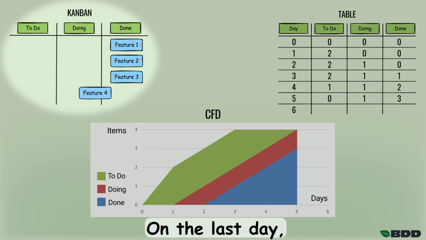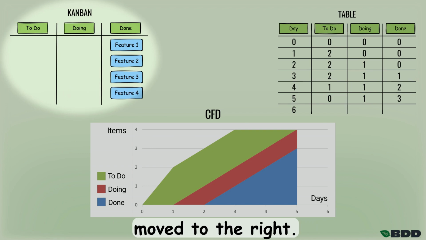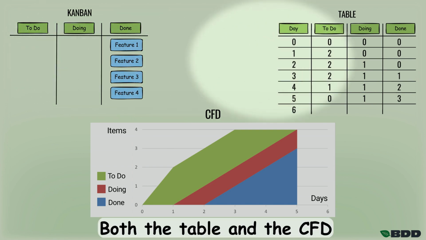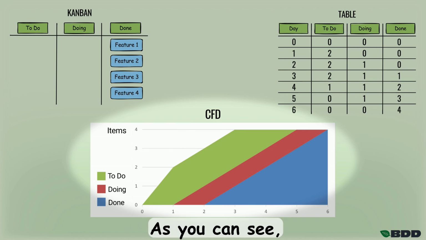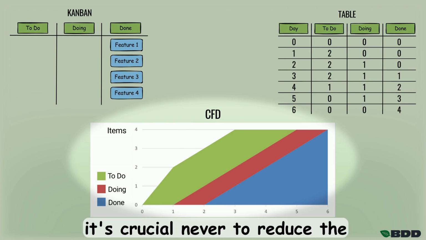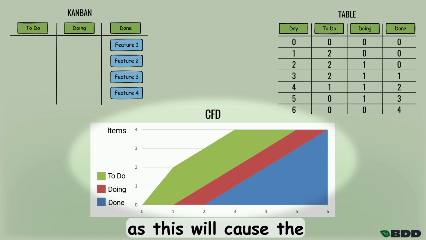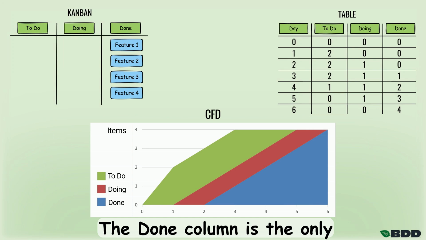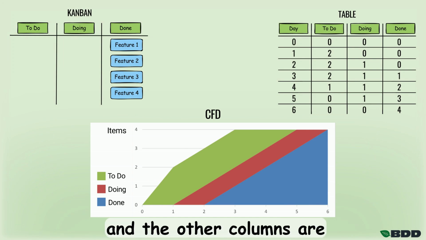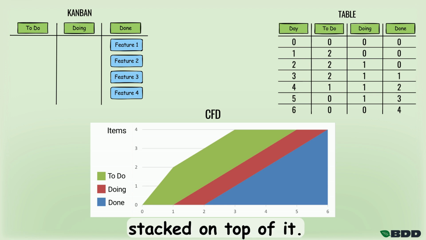On the last day, all features are done and moved to the right. Both the table and the CFD indicate the same status for 4 items as done. As you can see, it's crucial never to reduce the number of items in done, as this will cause the accumulation to cease. The done column is the only one accumulating, and the other columns are stacked on top of it.